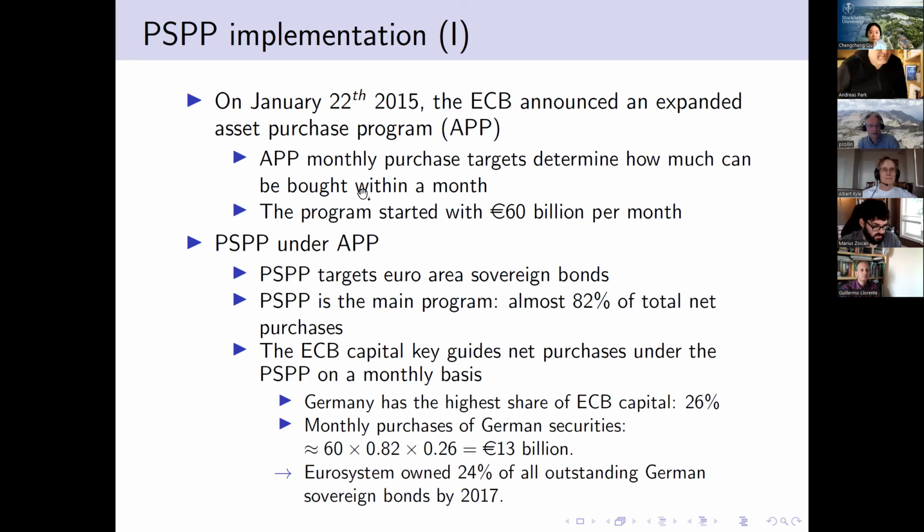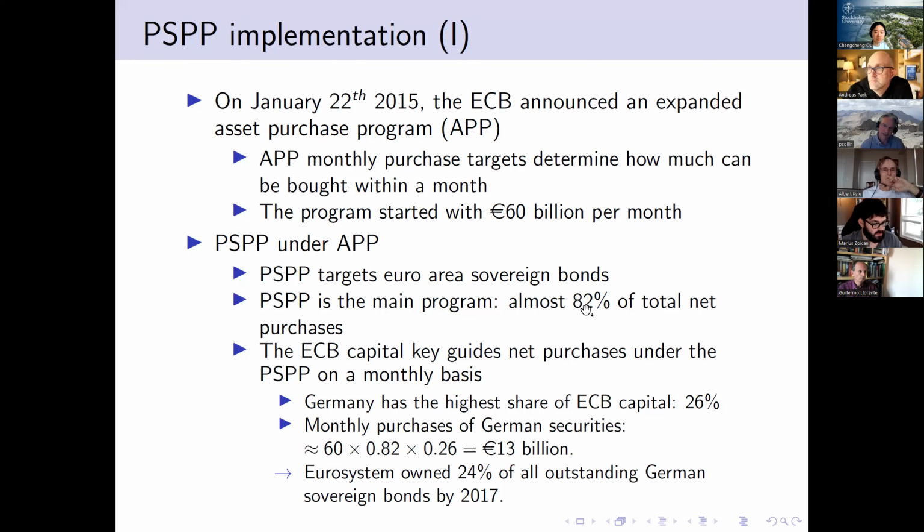So the particular program we're focusing on is this APP program announced by the ECB in 2015. The APP was a large program that said they would buy around 60 billion euros worth of bonds per month. The largest fraction of this APP was the PSPP, the Public Sector Purchase Program, which is almost 82% of the total purchases.